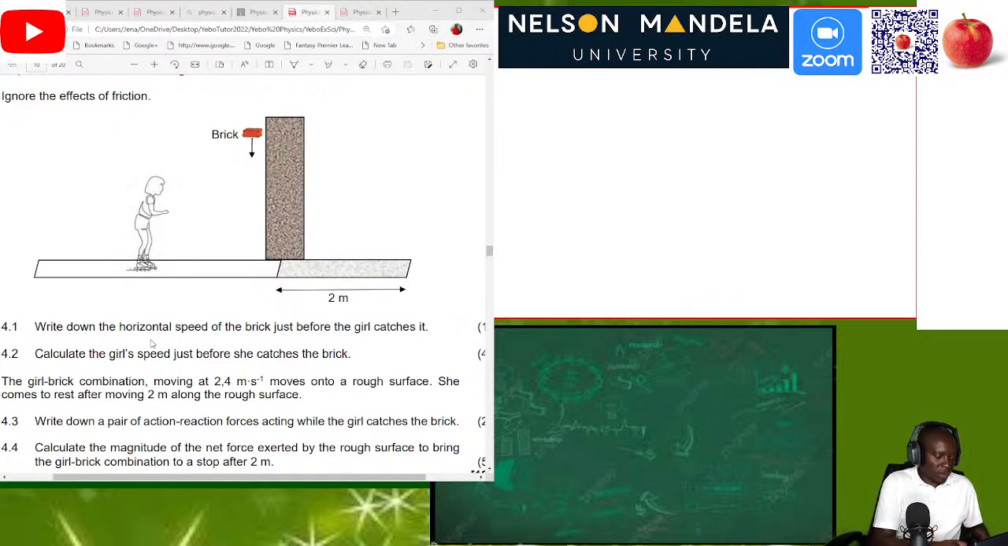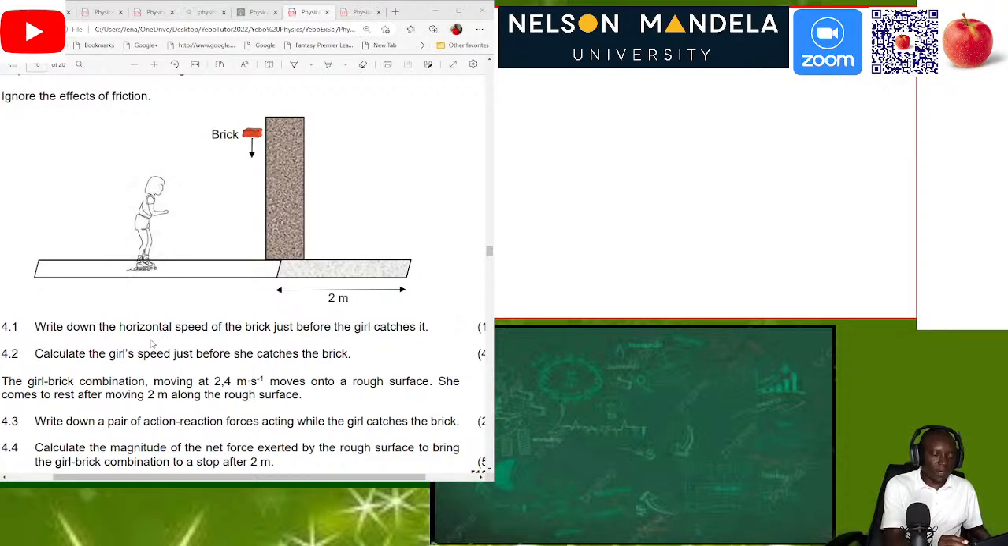Okay, so we never talked about the speed of the brick. We talked about the speed of the girl here. This brick is thrown downwards, so the brick is falling. This is the brick falling down under gravity, so it has a velocity downwards. But the question is, what is the horizontal? Take note of the question there. Be careful. It requires us to find this horizontal velocity.